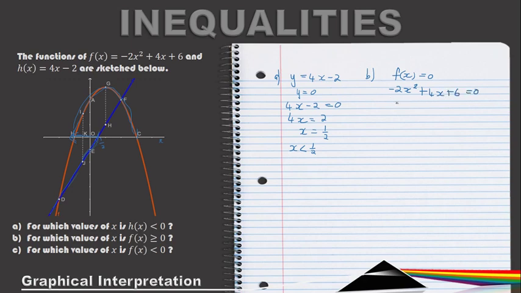Divide everything by negative 2 to simplify it, so it's x squared minus 2x minus 3 equals 0. Factorize it: (x minus 3)(x plus 1) equals 0, so it's at x equals 3 or x equals minus 1. So this is where we saw minus 1 and 3. So now the values where f(x) is greater than 0 are going to be these values over here. So we're going to say from minus 1, so minus 1 is less than or equal to x, and x is less than or equal to 3.